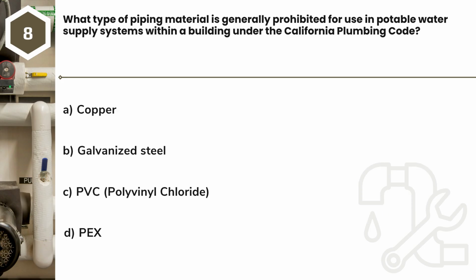Question 8. What type of piping material is generally prohibited for use in potable water supply systems within a building under the California Plumbing Code? A. Copper. B. Galvanized steel. C. PVC, polyvinyl chloride. D. PX.